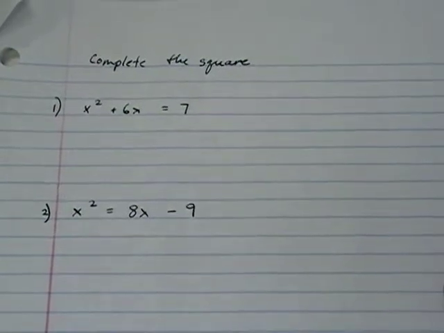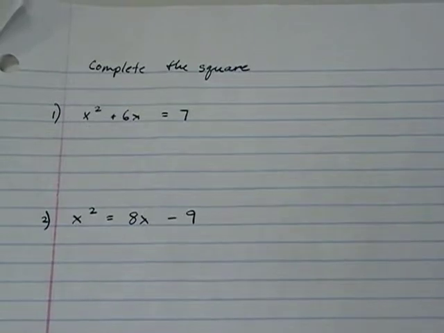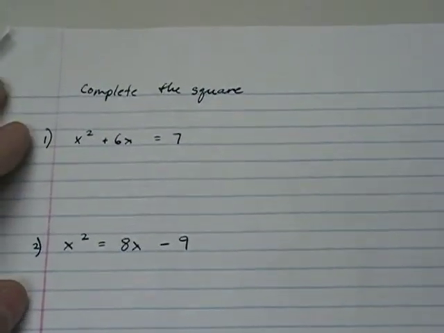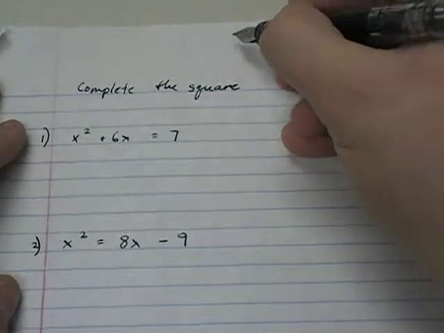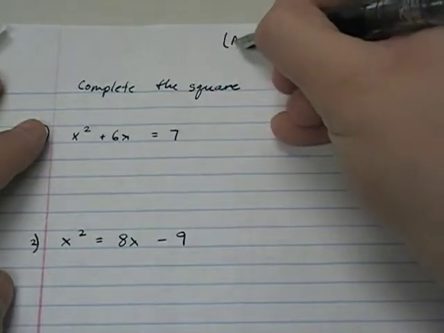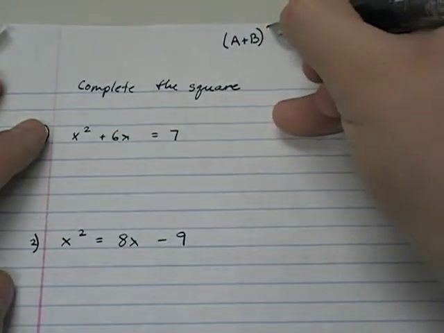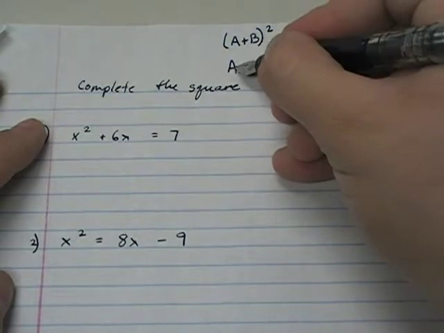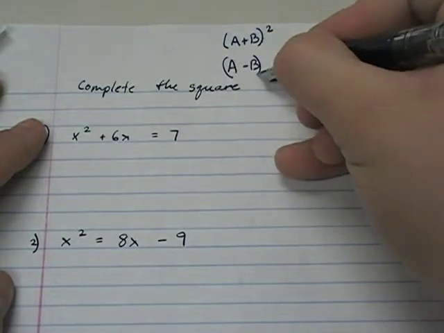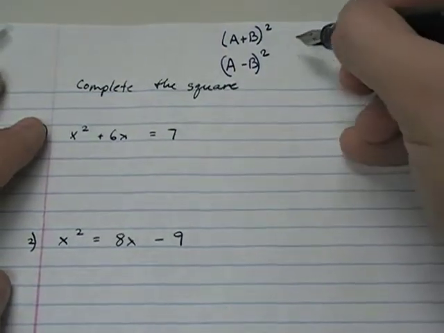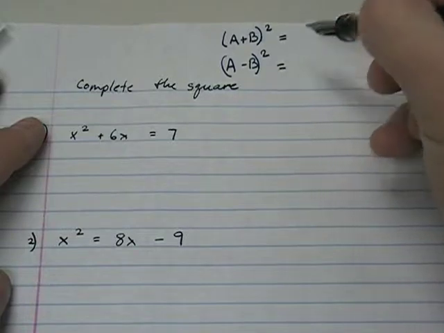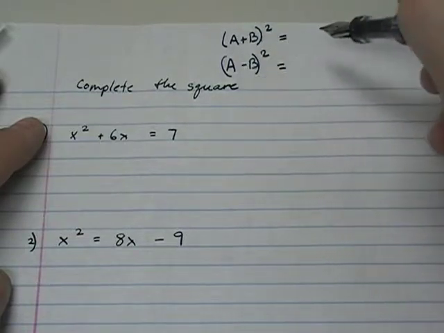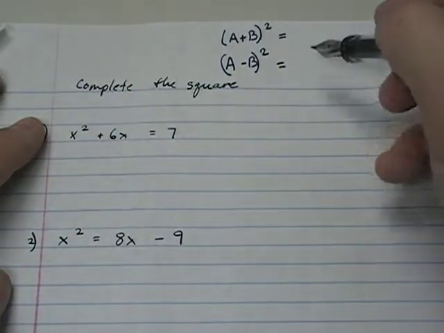So I want to do a video on completing the square, and I want to talk about some shortcuts that you can use. The first thing before we start this video, and really just some introductory information, is that we have a thing in algebra called a perfect square trinomial. And this is what they look like: a plus b squared and a minus b squared.